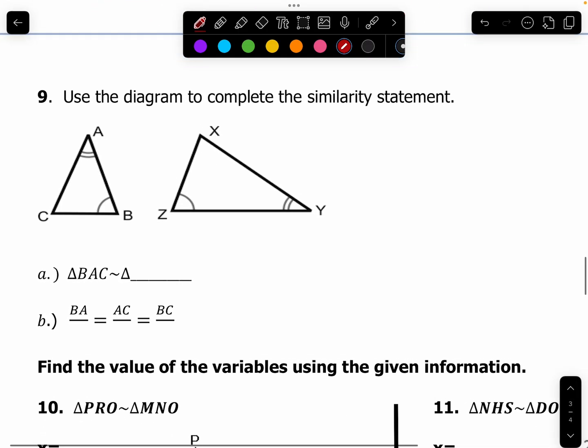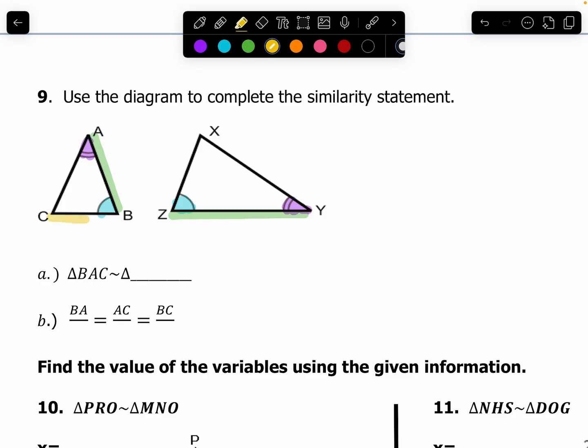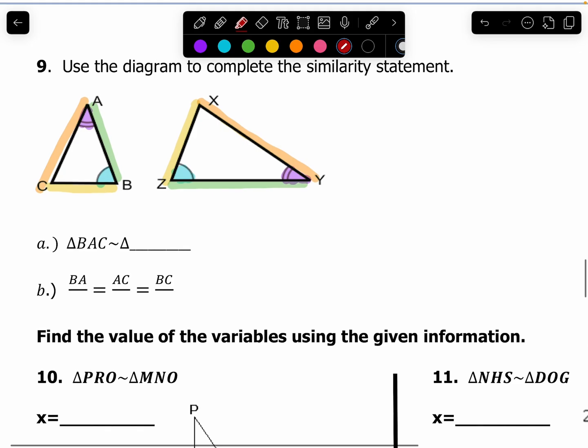Use the diagram to complete the similarity statement. All right, before I even get into this, I'm going to use my highlighter because I like to. All right, so this goes with this, obviously. They both have 2 marks. This goes with this. They are corresponding. And the space between them is corresponding. CB is going to correspond with XZ. And the AC will correspond with XY. All right, so I got all that set up. Now I can use this.